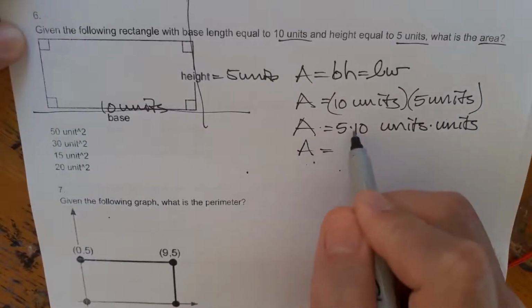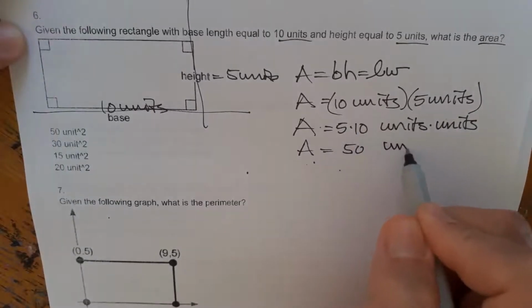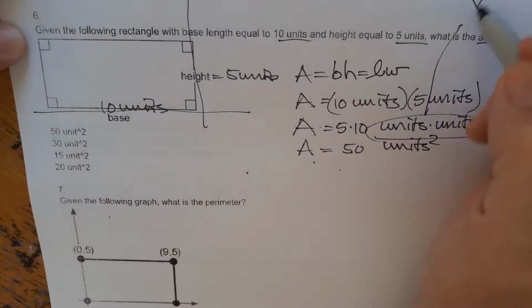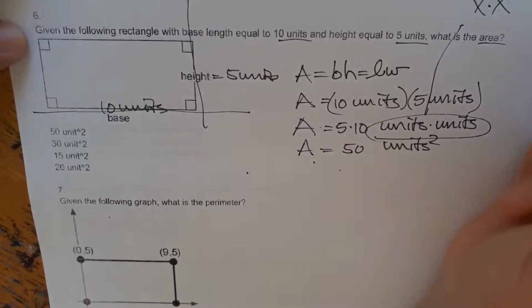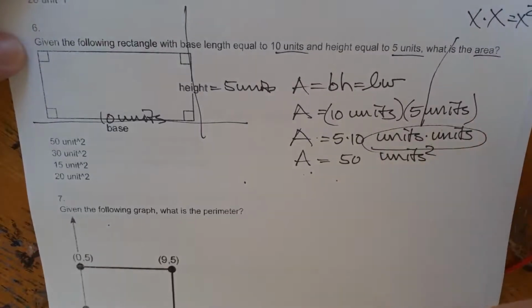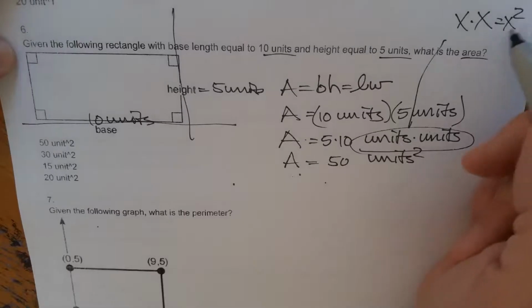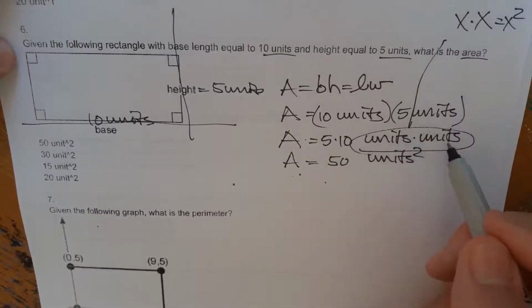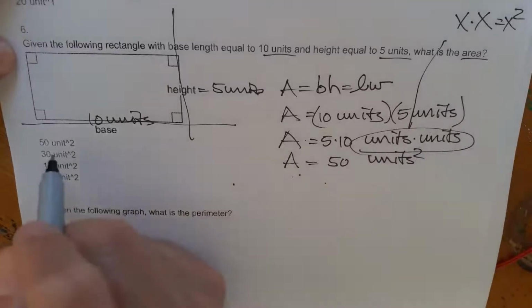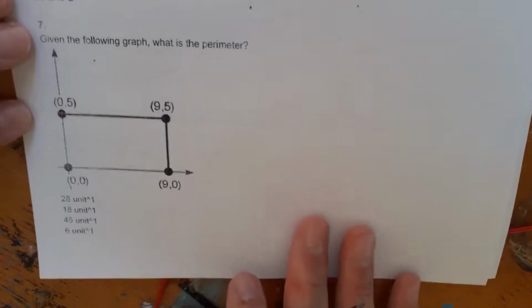And area equals 50. And units times units is units to the power 2. This behaves exactly like an x times an x, you guys. X times x equals x squared. Right? X times x equals x squared. Units times units equals units squared, or to the power 2. 50 units squared.